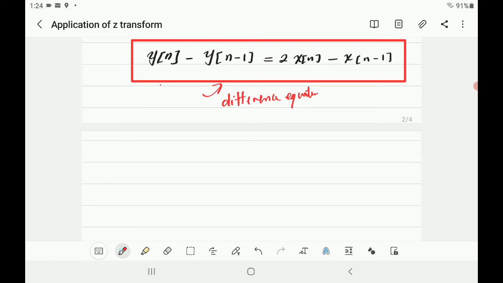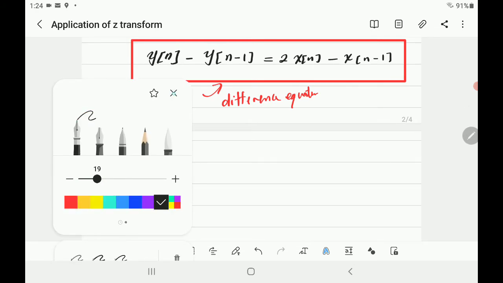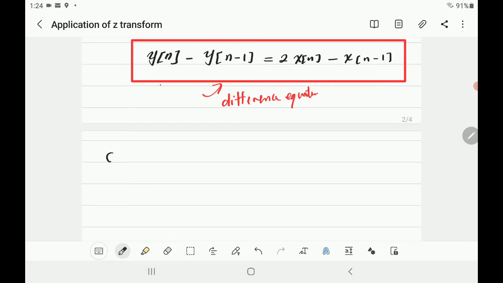All right, let's take another requirement for the problem. Okay, now let's assume that the input is a step.